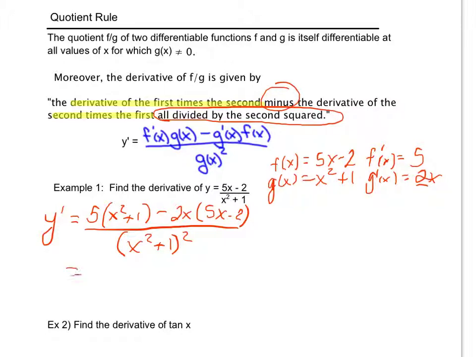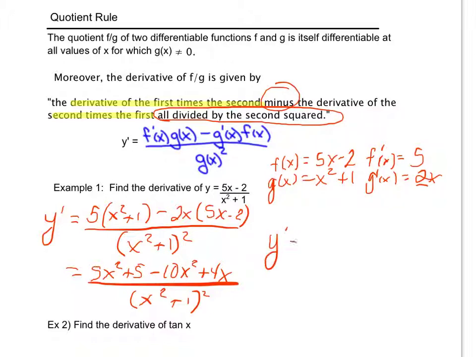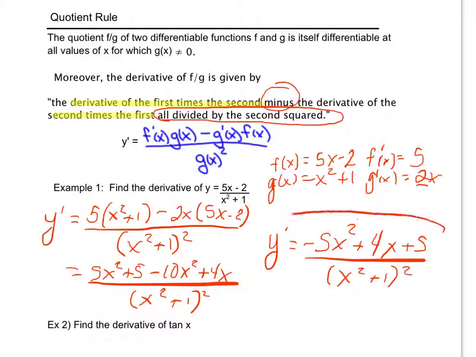So on top, I'm going to have 5x squared plus 5 minus 10x squared plus 4x, all over x squared plus 1 squared. Then cleaning up the top by combining like terms, I get a final result of negative 5x squared plus 4x plus 5 all over x squared plus 1 squared.